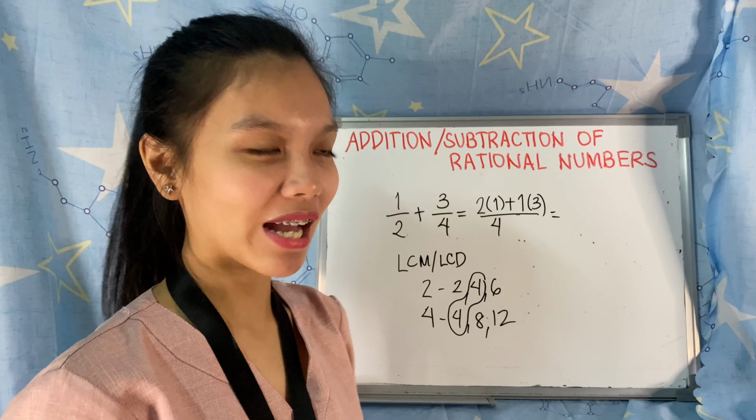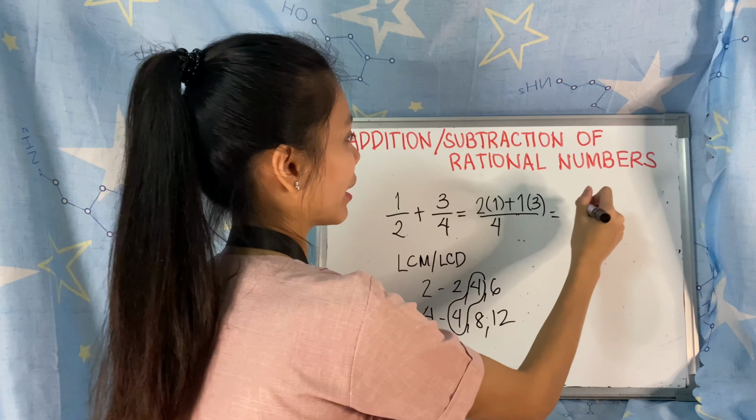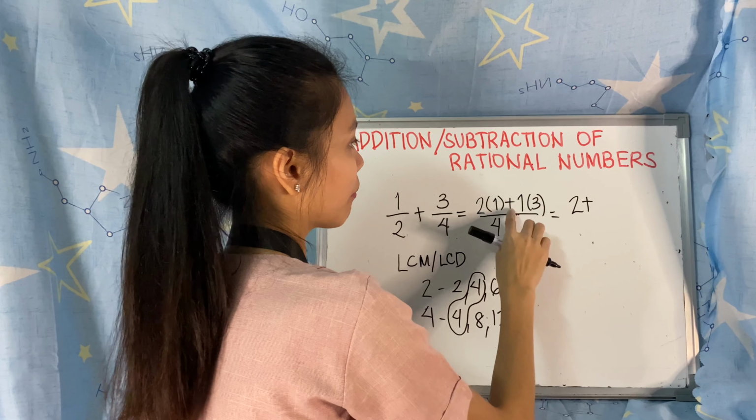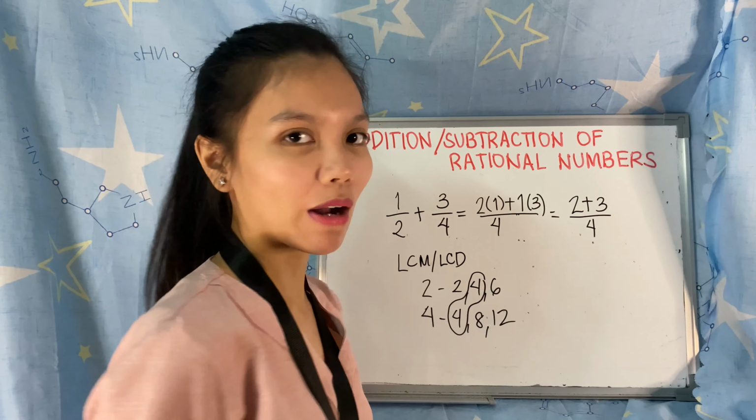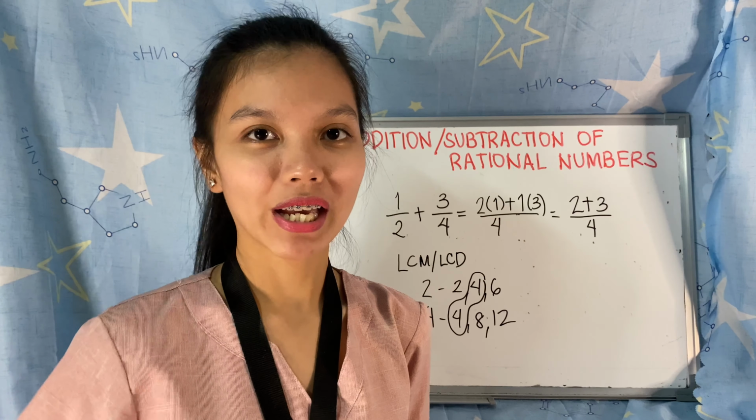So, simplify our answers. 2 times 1, that is 2. 1 times 3, that is 3. Then, copy the LCD 4 or our new denominator, which is 4.